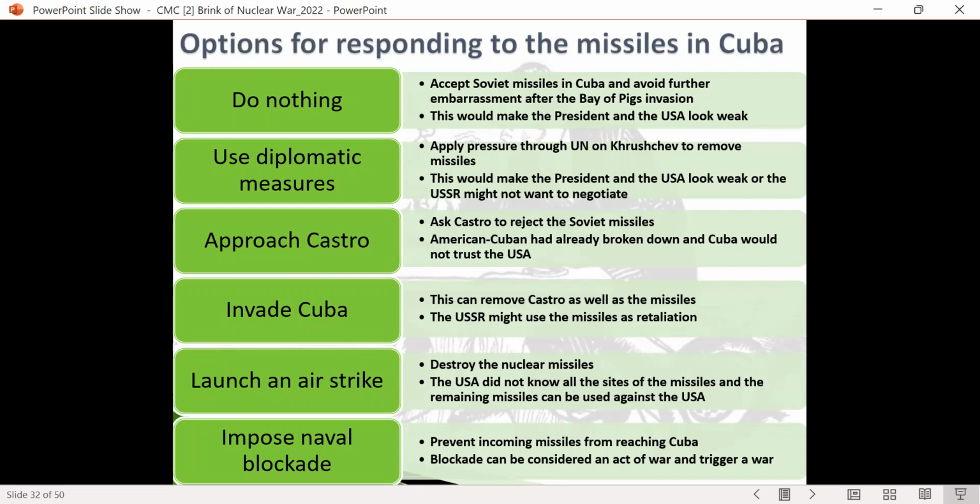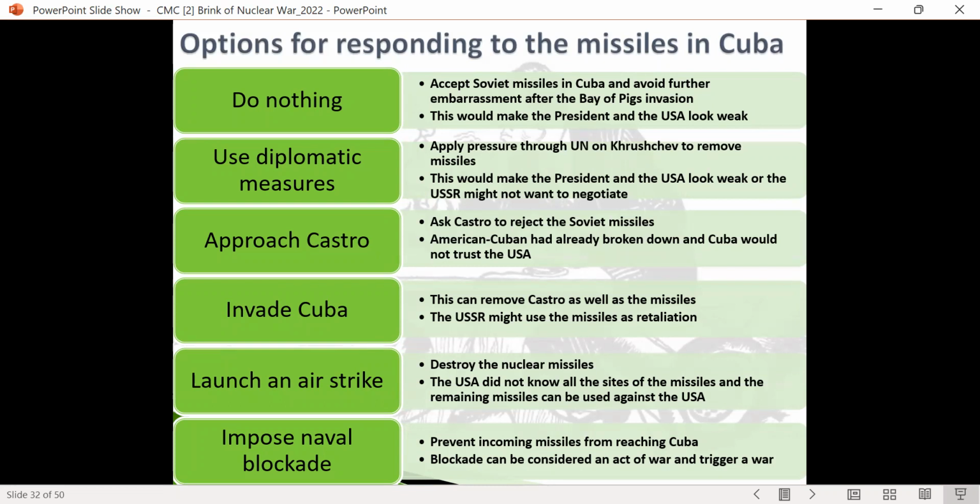If Kennedy does nothing, the president in the USA looks very weak. If he uses diplomatic measures, again, it might make them look very weak, or the USSR might not want to negotiate. They have already been saying these are only defensive, right? Approach Castro, but the tensions, the relationship, is to the point of no return, right?